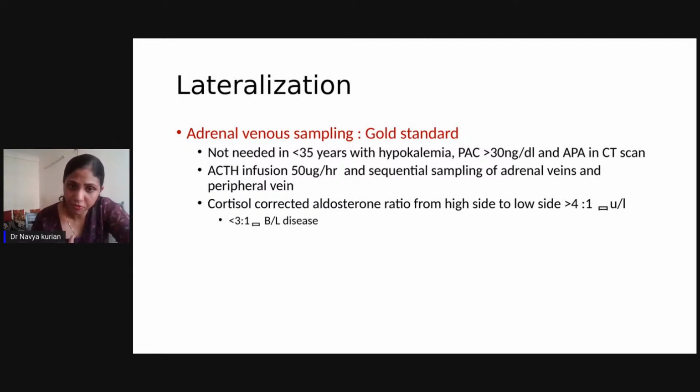ACTH will be infused 50 microgram per hour, and there will be sequential sampling of adrenal veins and peripheral vein. And cortisol-corrected aldosterone will be calculated from left side, right side, and from the peripheral vein. And the ratio from high side to low side, if it's more than 4:1, then it's unilateral. If the ratio is less than 3, it's bilateral.